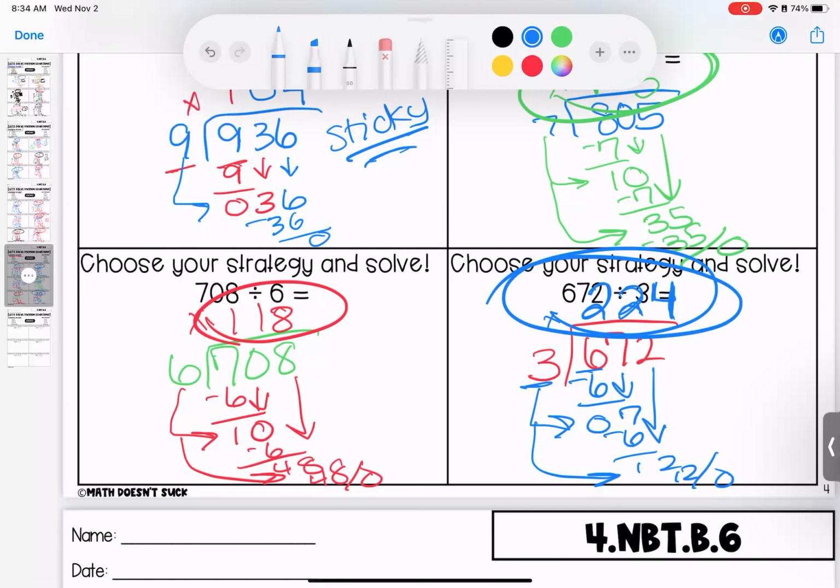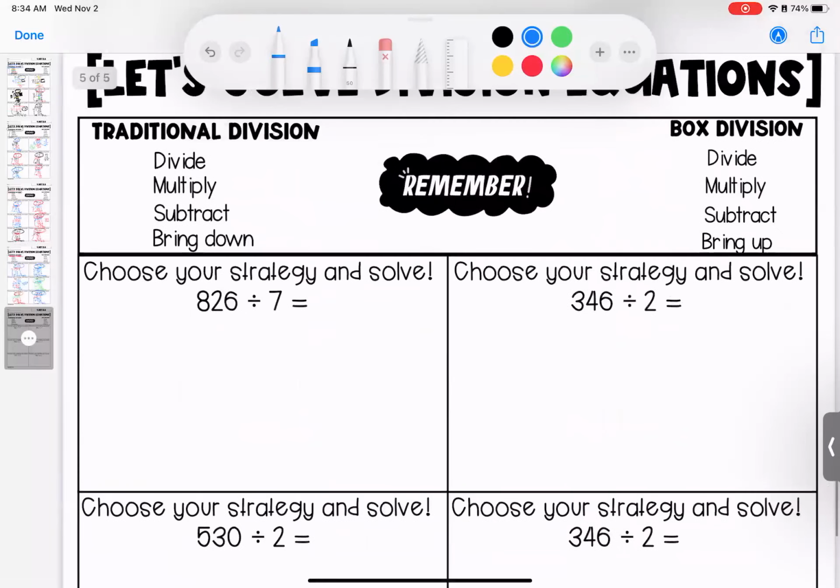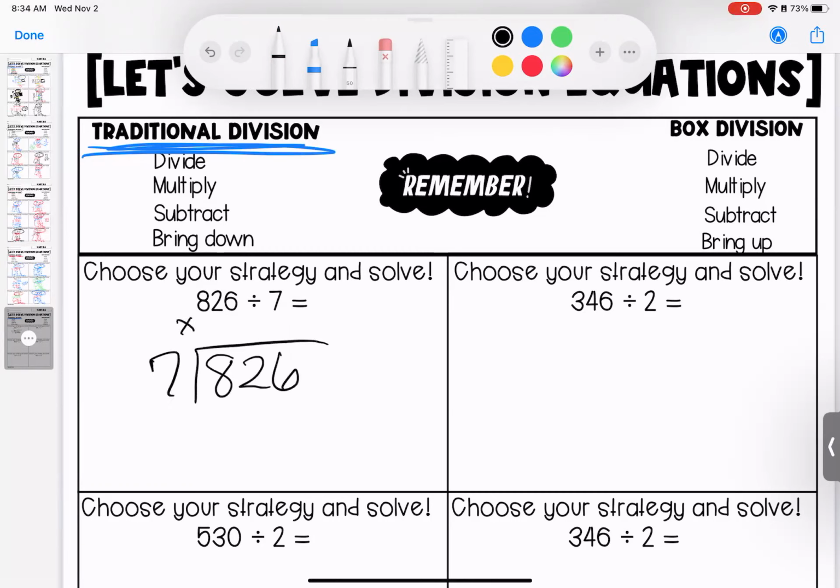If you're ready for our last page together, hang tight. Here it comes. Page 5 of division. The end is near, my loves. Can you feel the weekend coming? Let's do this.